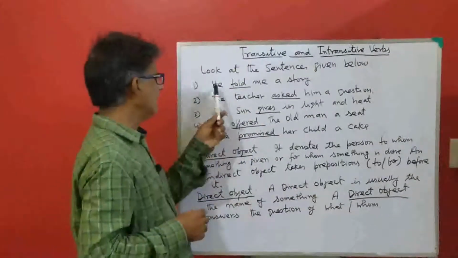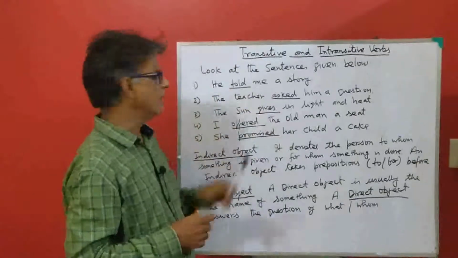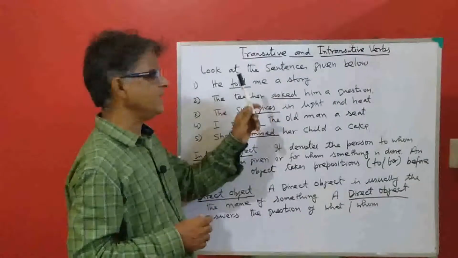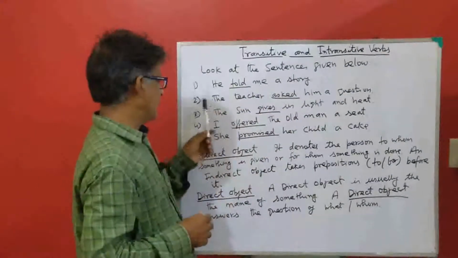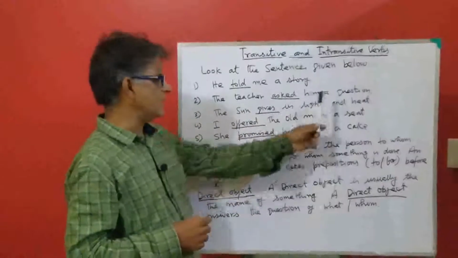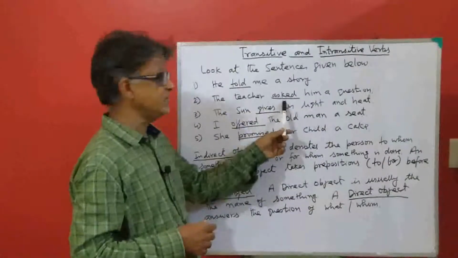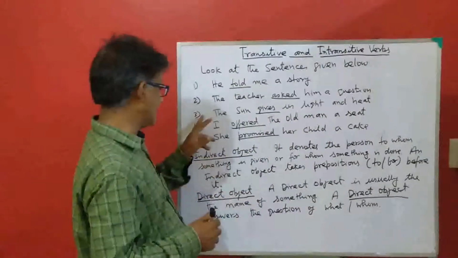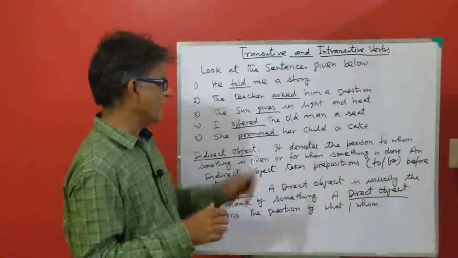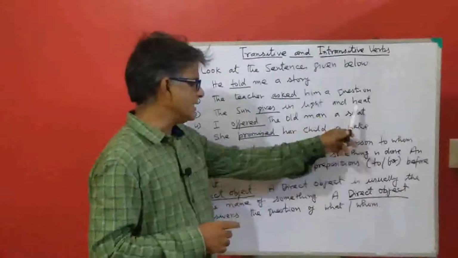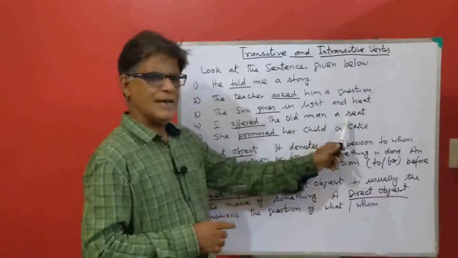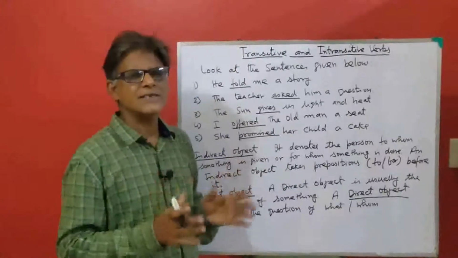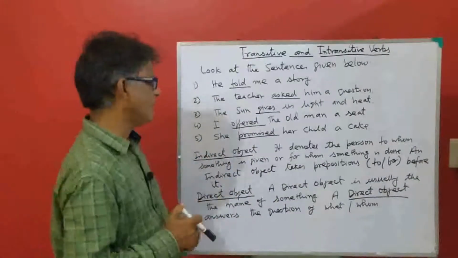For example, he told me a story. Told is a transitive verb, and here there are two objects, me and a story. In sentence number 2, the teacher asked him a question. Asked is a transitive verb. Him and a question are two objects. And similarly, in the third, fourth and fifth sentences: us, light and heat; old man and a seat; her child and a cake. These are two objects. Okay?